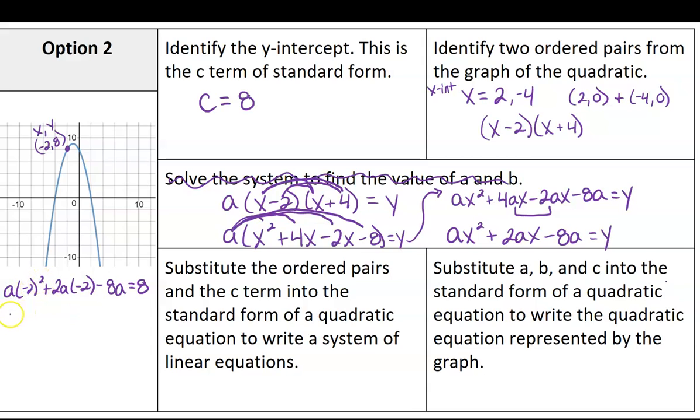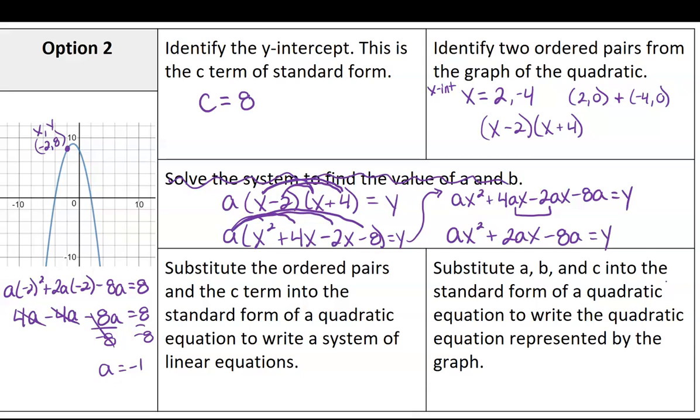Negative 2 squared is 4. 2 times negative 2 is a negative 4a. A times 4 is equal to 4a. And we have nothing to simplify here. Negative 8a equals 8. Combine like terms. 4a minus 4a becomes 0. Negative 8a equals 8. Divide both sides by negative 8. And a is equal to negative 1.